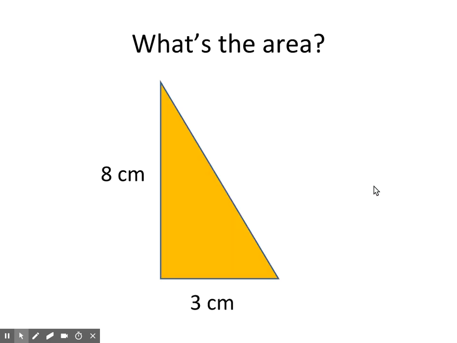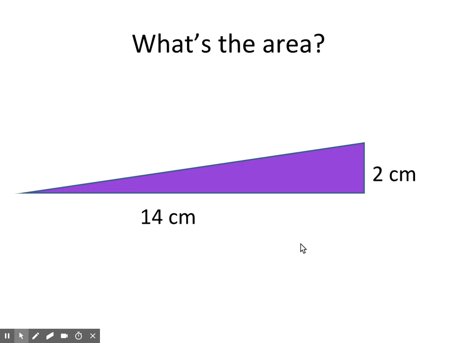This one says 8 times 3. So when we do 8 times 3, of course, that gives us 24. But then when we cut that one in half, we get an area of 12 square centimeters. This one is 14 times 2. So of course, 14 times 2 would give me an area of 28. But then if I decide to cut that in half, because this is a triangle, then I would get an area of 14 square centimeters.